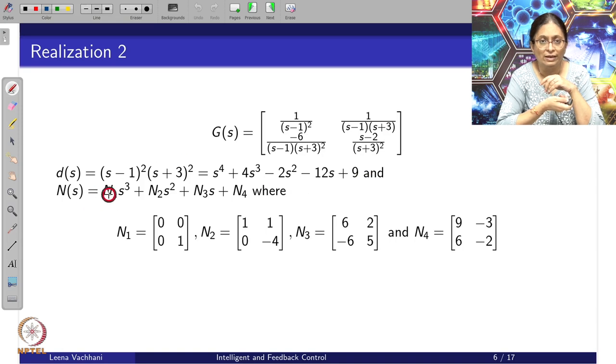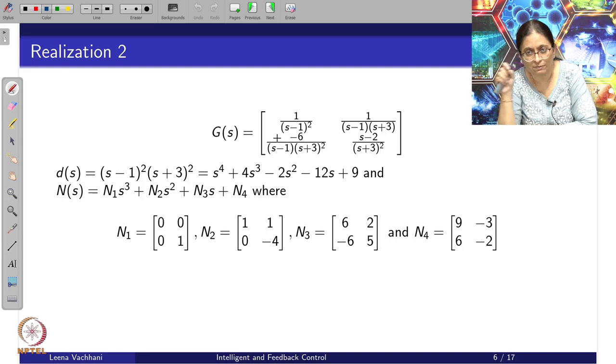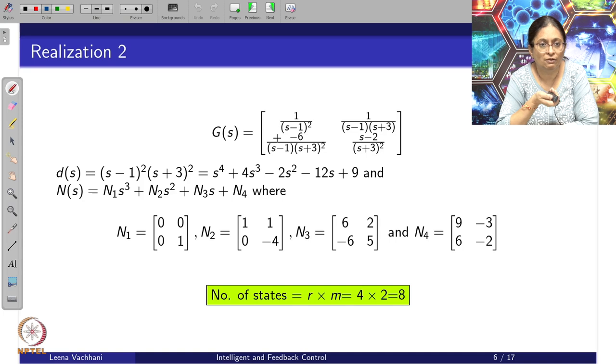And now my N of S becomes N1 S cube plus N2 S squared and so on, where N1, N2, N3 and N4 are matrices. So if I consider this as D of S, what turns out to be N1, N2, N3, N4? When we modify this particular block over here, we get to introduce these terms over here, because now I'm dividing it by S plus 3 whole square. All right. Okay.